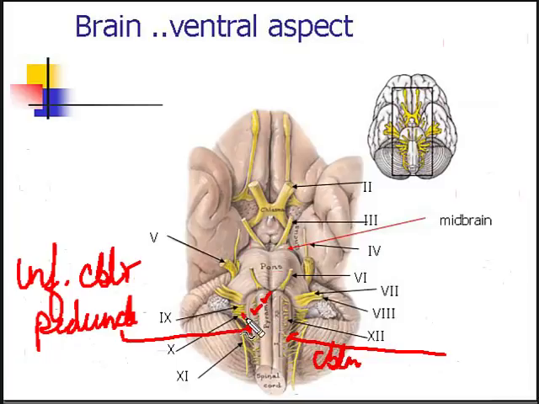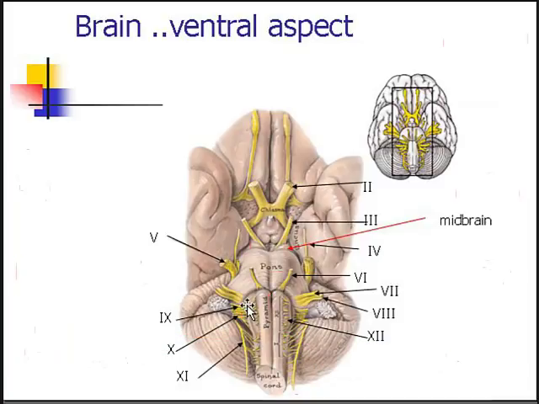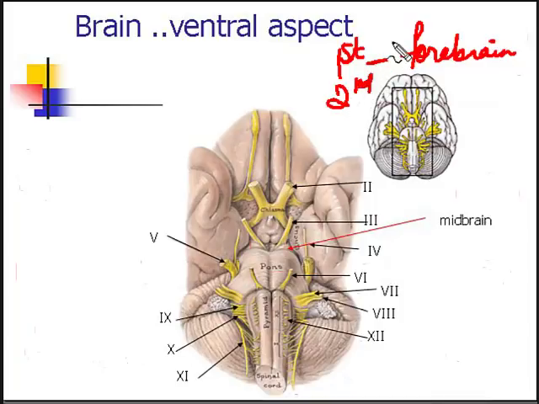Now what you also notice in this aspect, on the ventral aspect, is a number of nerves. Most of the cranial nerves arise from the brainstem, except for the first and second. The first, which is the olfactory, arises from the forebrain, which consists of the cerebral hemispheres, as does the second. So they are forebrain structures, whereas the third to the 12th arise from the brainstem.